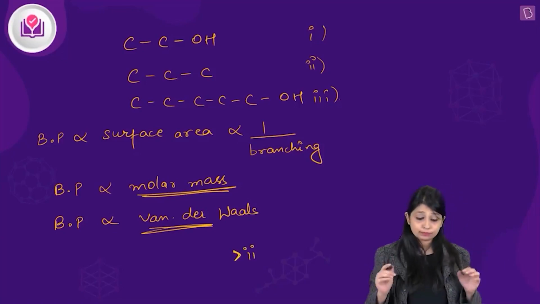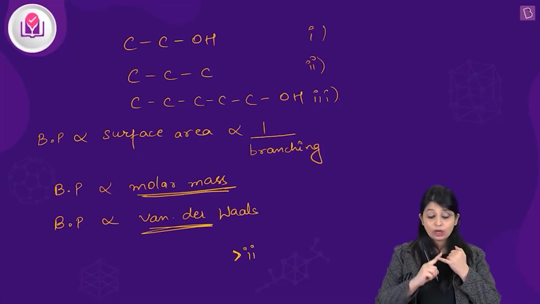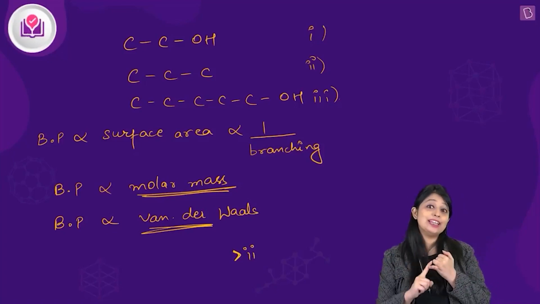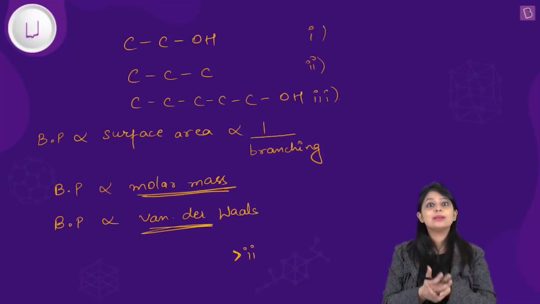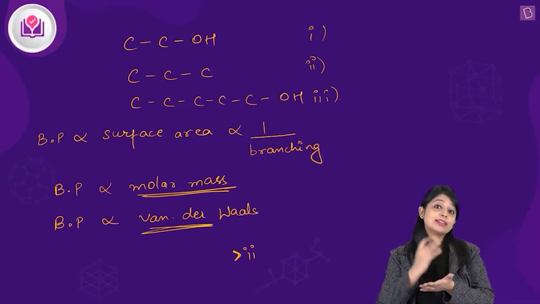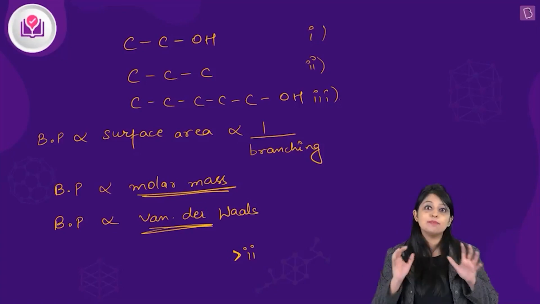That is clear. Now, out of ethanol and pentanol, out of these two, which will have the higher boiling point? Now, in this case, we'll factor in molar mass, because molar mass is the factor that we use when we have the same functional group.